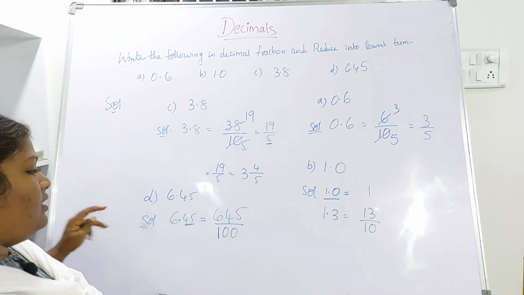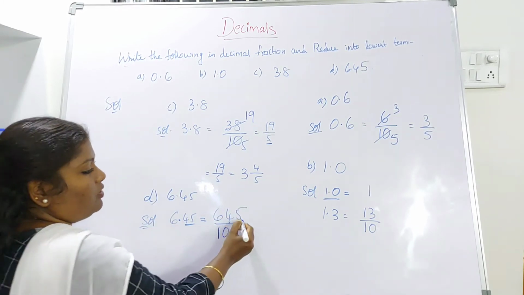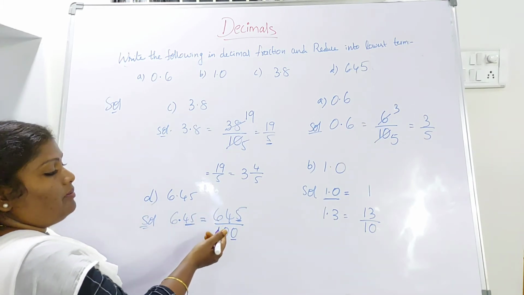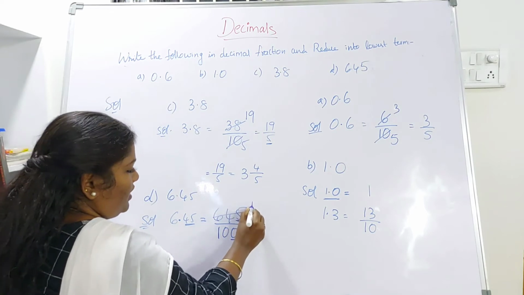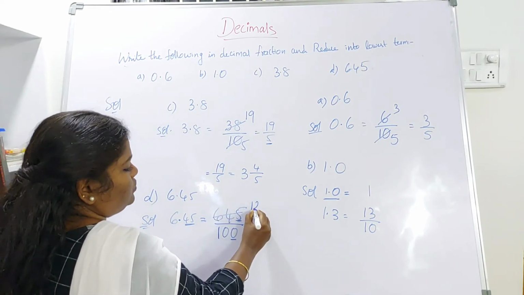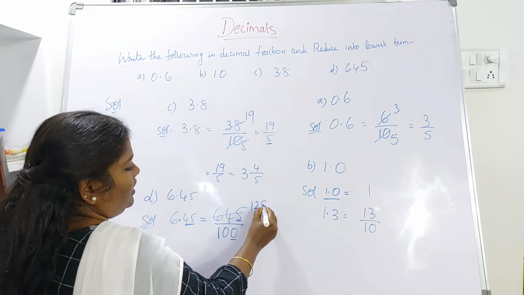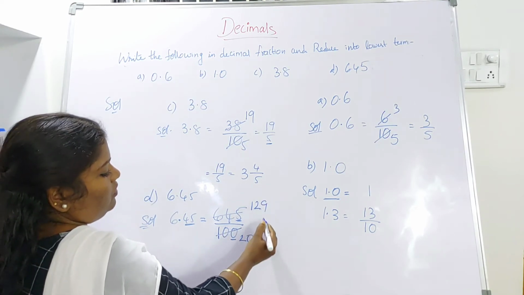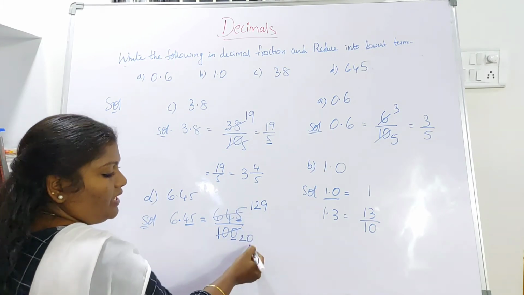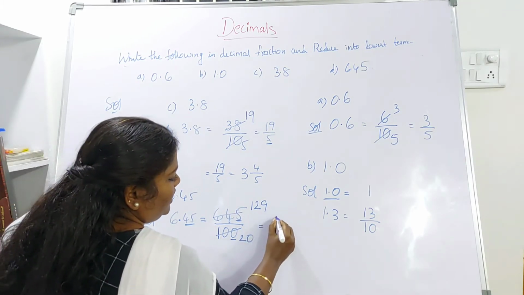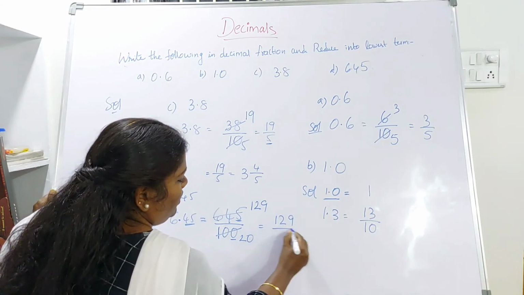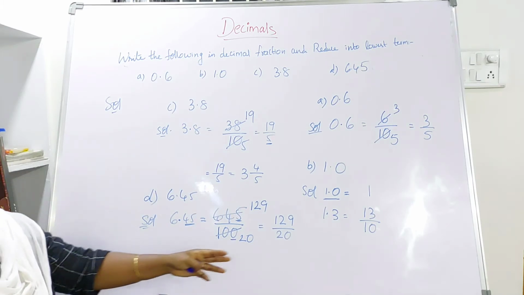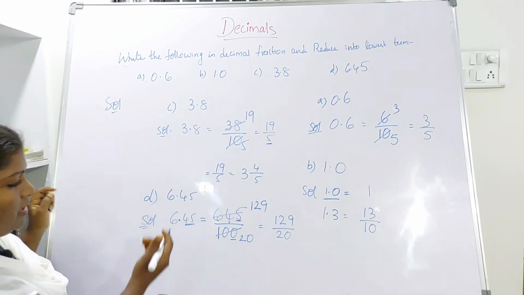Now see here, there is a possibility of cancelling because you have 5 here and a 0 here. Both will be cancelled by using the 5 table. 5 1s are 5, 5 2s are 10, and 5 9s are 45. Here 5 20s are 100. Now it cannot be cancelled further, so I can just write it as 129 by 20. Again it is an improper fraction. You need to convert it into a mixed fraction.